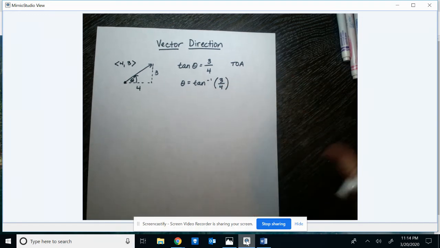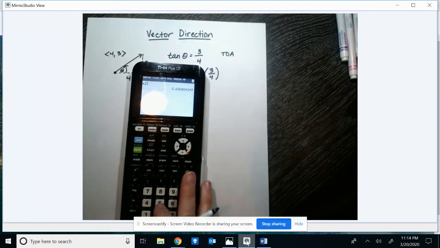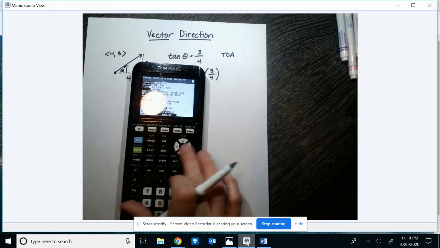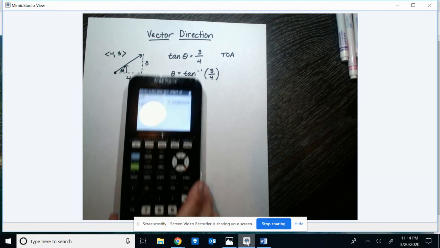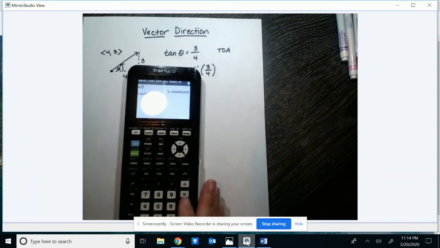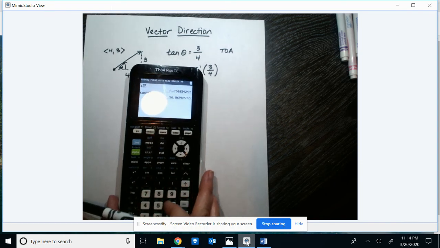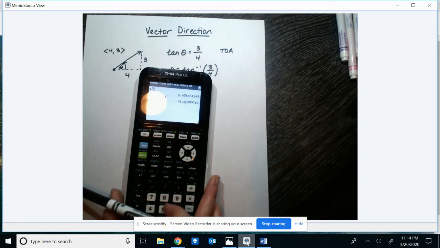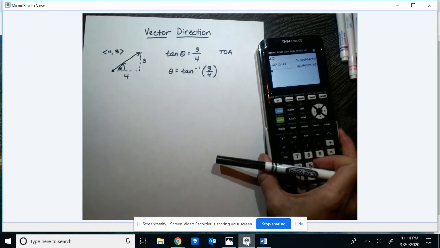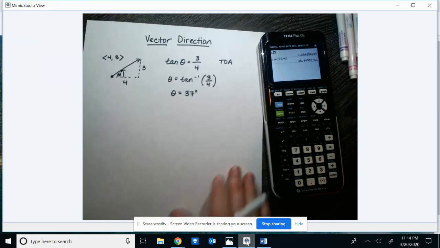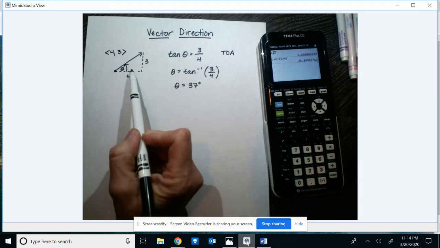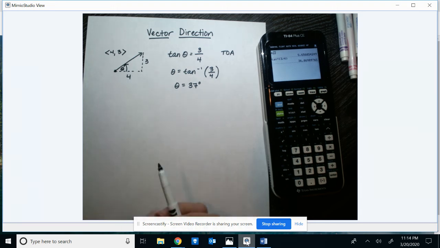So you're going to go to your calculator. You're going to check your mode, and make sure that you're in degree mode, which I'm not. So switch that, quit, and then take the inverse tangent, second tangent of my ratio 3/4, 3 divided by 4. Hit enter, and that will give you your angle, which will be 36.8 degrees. So we're going to round to the nearest degree. 36.8 rounds up to 37 degrees. So theta is going to be a 37 degree angle. The direction that this vector is going is 37 degrees off the positive x-axis.